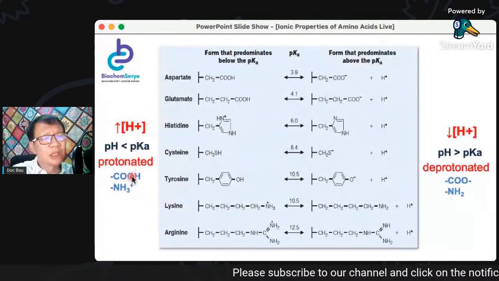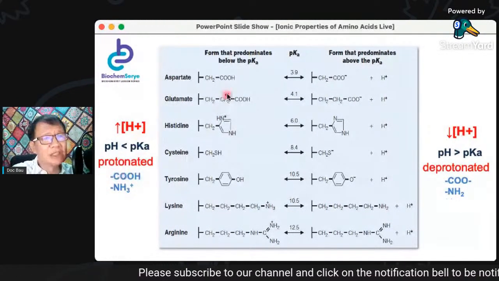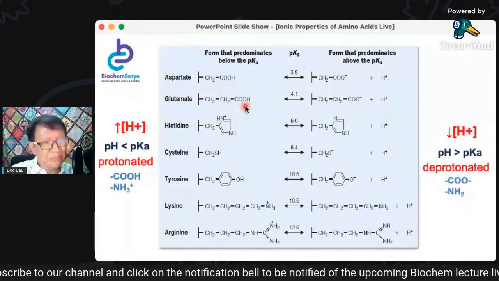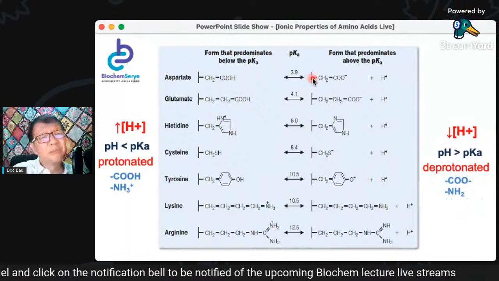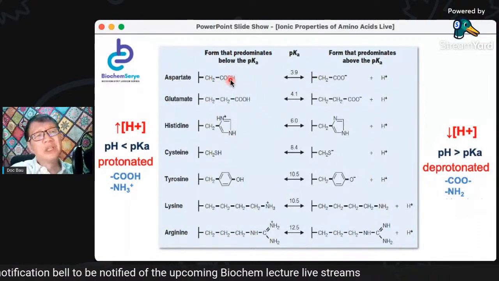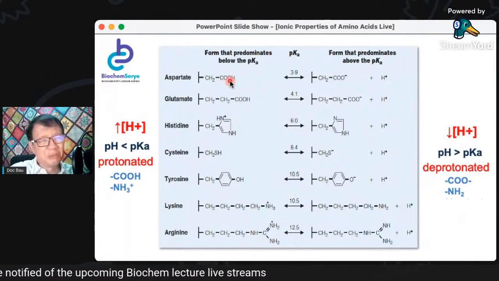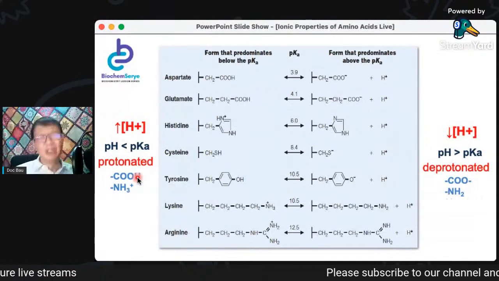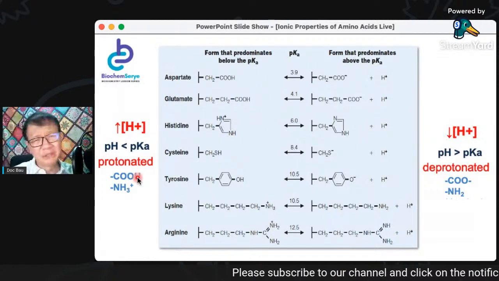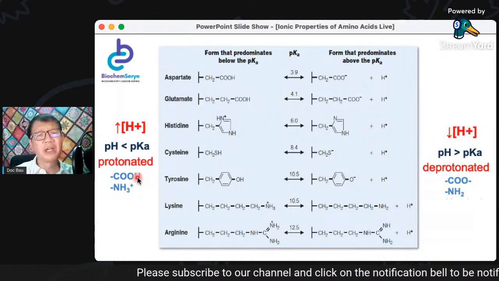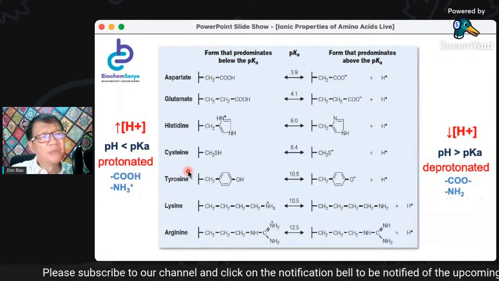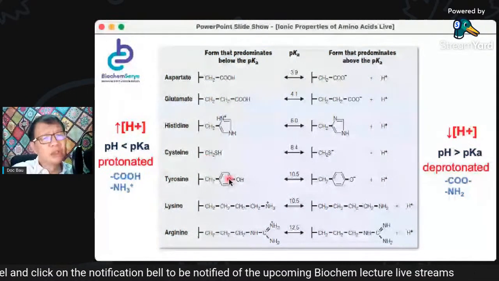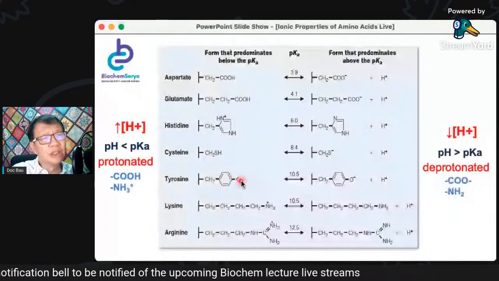So what do we expect? If it is an acid, your carboxyl group will not dissociate. It will remain as a carboxyl group, because it doesn't have to give off its hydrogen ion. It doesn't have to give off hydrogen ion because you have a lot of hydrogen ion. In the same way, your sulfhydryl group will stay as sulfhydryl, and your phenyl hydroxyl will remain as phenyl hydroxyl. Those are for the acidic.